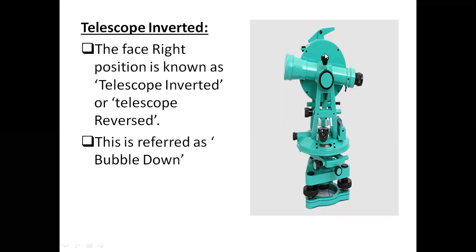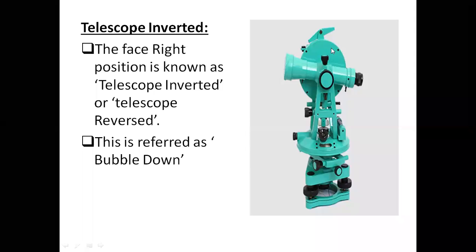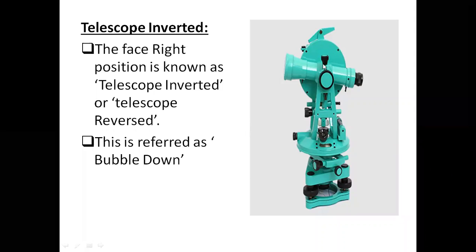Unfortunately, the bubble tube is on the other side of this vertical circle, so you can't find it here. But if you see the instrument, when the bubble tube is down, it is a face right position.